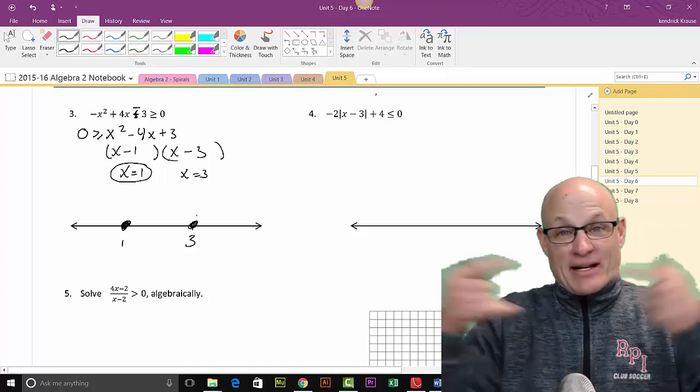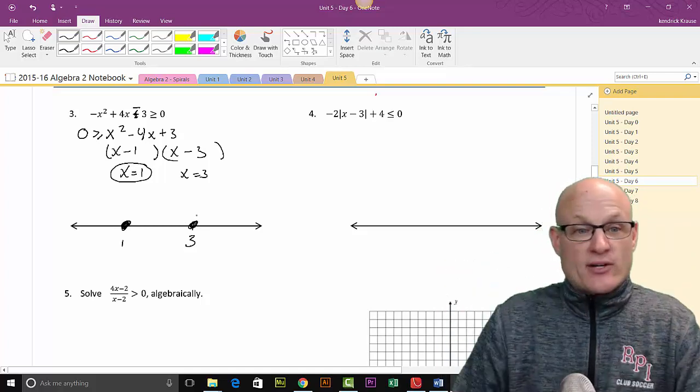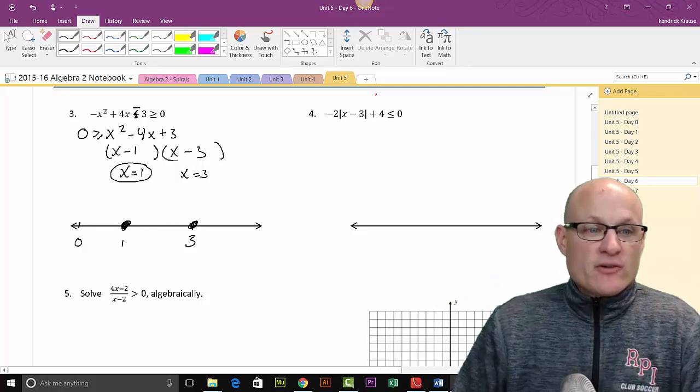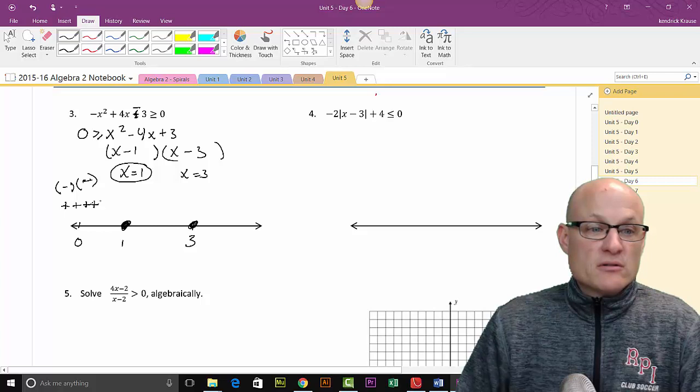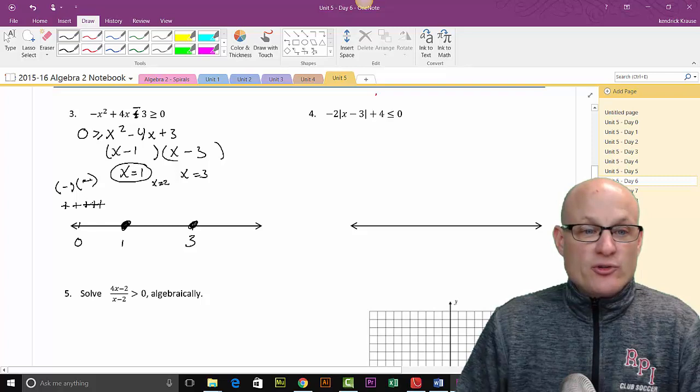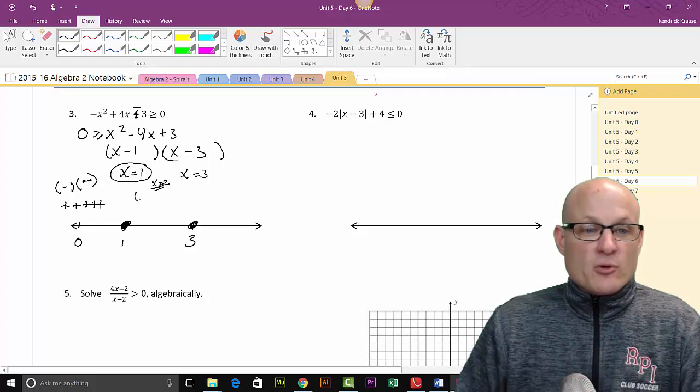Now I got to decide, am I going to connect the dots or am I pointing in either direction? Again, I got to pick numbers. The easiest number to pick is 0. If I plug in 0, the first one would be a negative 1, negative, and the second would be a negative 3. So that's a negative times a negative, or positive. If I try x equals 2, the first one would be 2 minus 1, which would be positive, and the second one would be 2 minus 3, which would be negative. So in this area, it's negative.